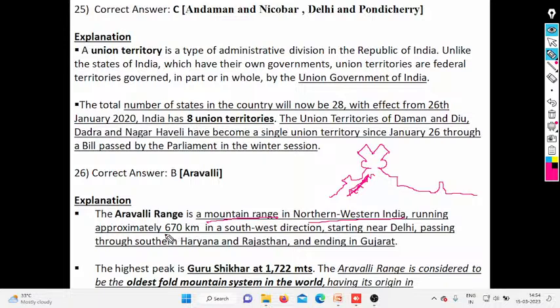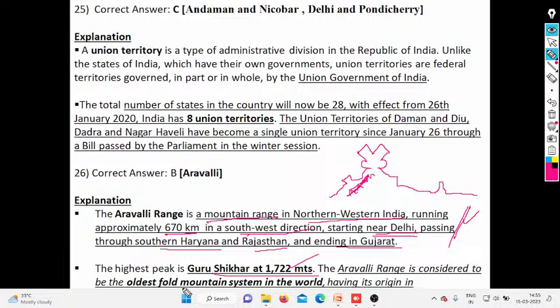The Aravalli range runs approximately 670 km in the southwest direction in Northwest India, starting near Delhi, passing through southern Haryana and Rajasthan, and ending in Gujarat. The highest peak of Aravalli is Guru Shikhar, at 1722 meters.